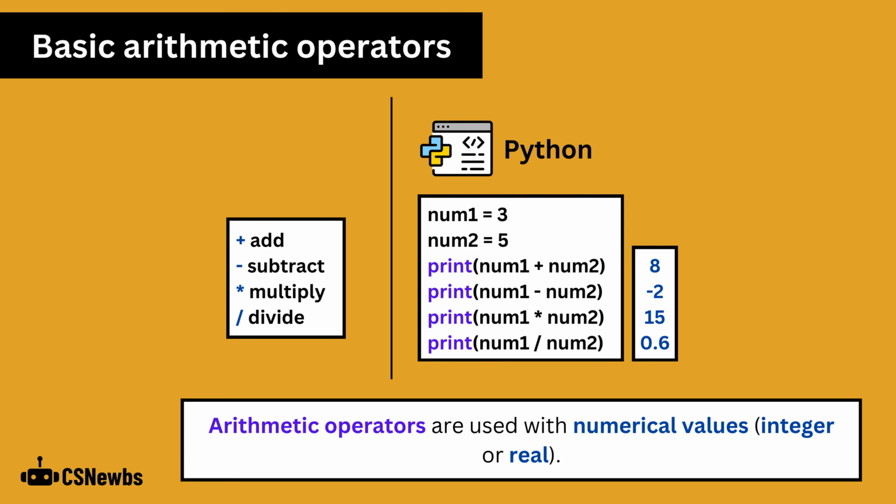Arithmetic operators are used with numerical values, integer or real. In the examples here, 3 plus 5 is 8, 3 take away 5 is minus 2, 3 multiplied by 5 is 15, and 3 divided by 5 is 0.6. Make sure you use the correct symbols for multiply and divide.